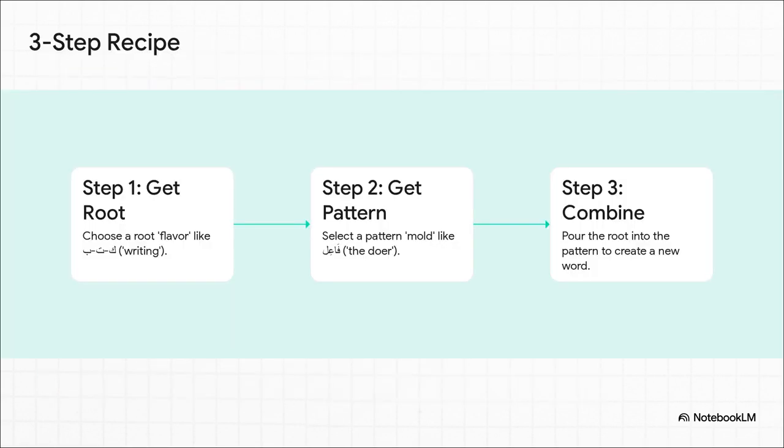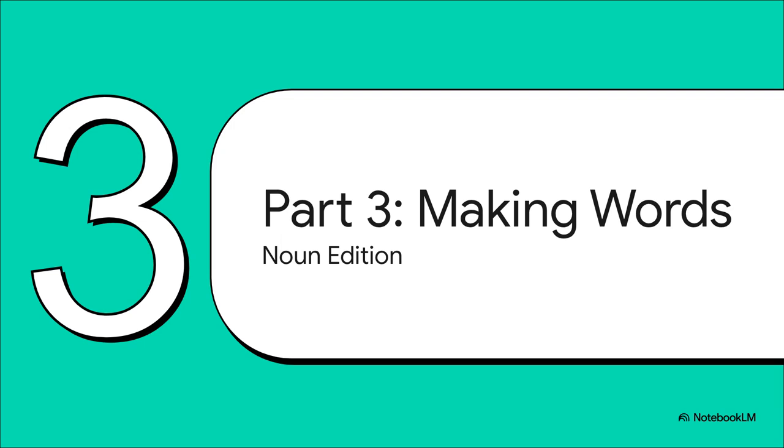So, here's the crucial part. Creating a word in Arabic really is like following a simple three-step recipe. It's awesome. First, you pick your root concept, your flavor, like KTB, the idea of writing. Second, you pick the grammatical mold you need, like Fe'l, the doer. And third, you just pour that flavor into the mold and boom, a new perfectly formed word just appears. Okay, enough with the theory. Let's actually make some ice cream. Some words. Let's see how this whole thing works with a few nouns.